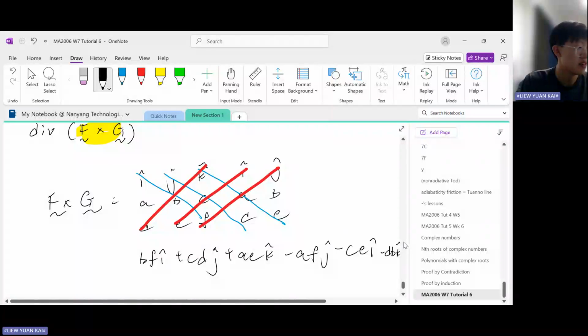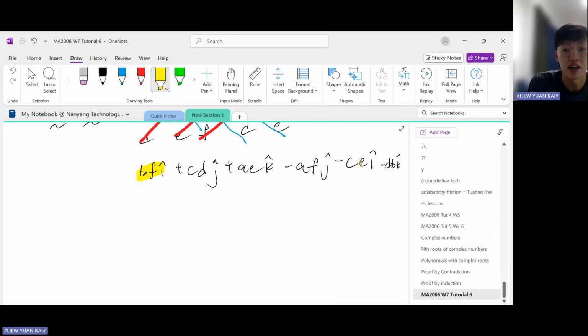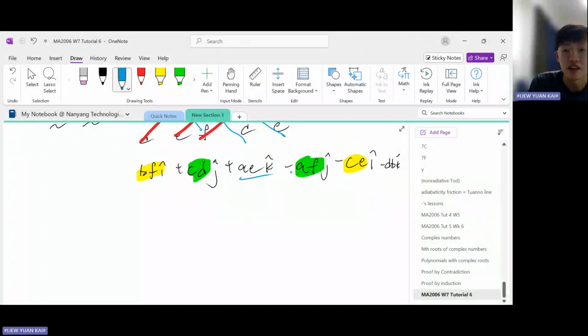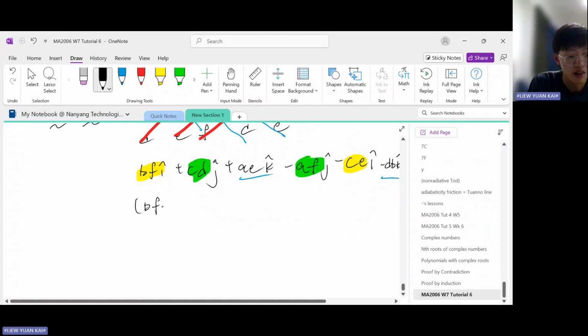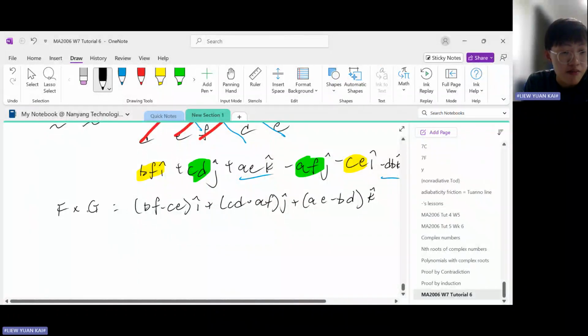Okay, if you group the like terms together, the i with the i, the j with the j, the k with the k, factorize all the unit vectors. You will get (bf minus ce)i plus (cd minus af)j plus (ae minus bd)k. Okay, but this is only f cross g, right?